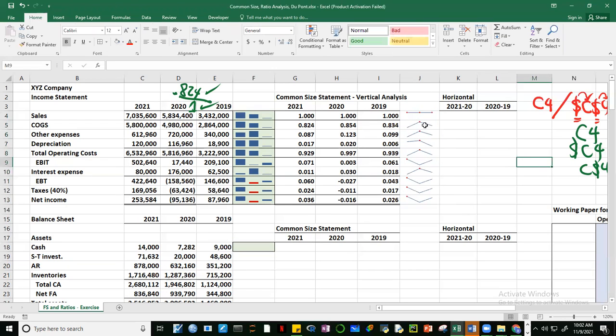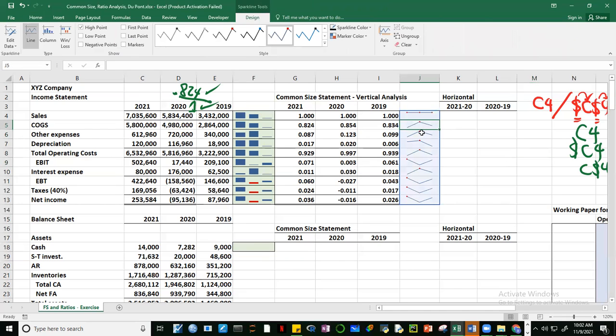So here, just take note that this is from 2019 to 2021. You can see here that the cost of goods sold was really highest during 2020. Cost of goods sold, other expenses, and depreciation. So the total operating cost was highest also in 2020. The highest EBIT was in 2021.